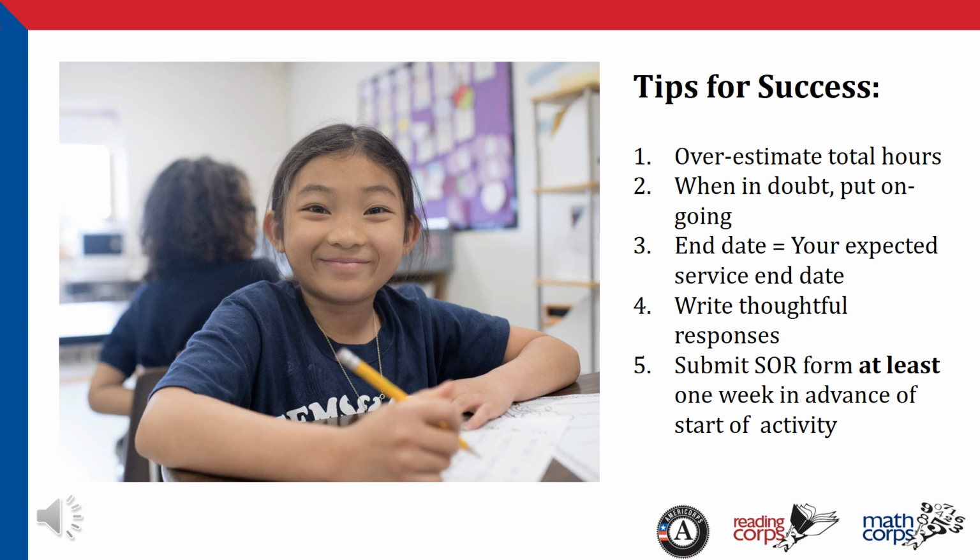The second tip is that unless you truly will never ever do this service activity or training opportunity again, just always put ongoing. That way, if you decide to do this activity again in a month, you will be able to do it again without needing to submit another service opportunity request form. Our third tip is for ongoing activities. Always put your expected service end date as the end date for the activity.